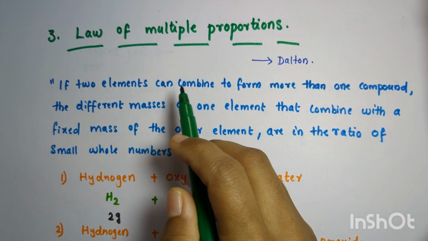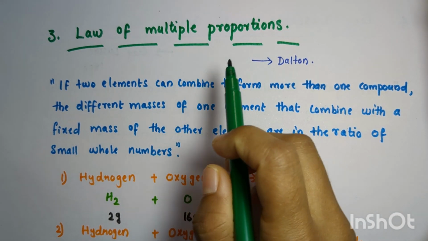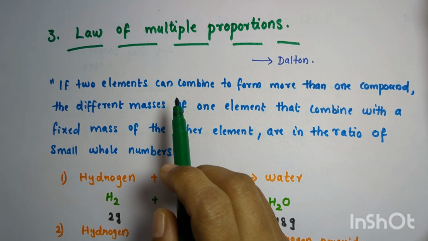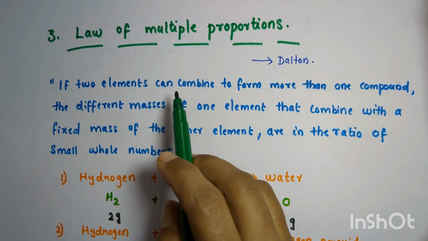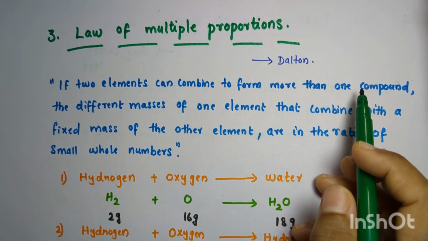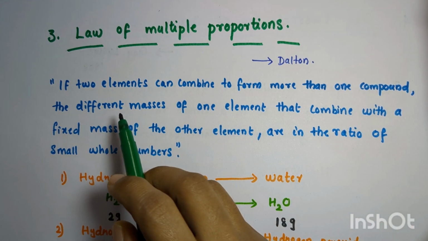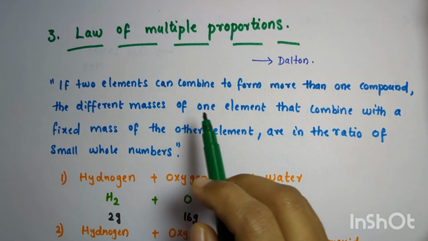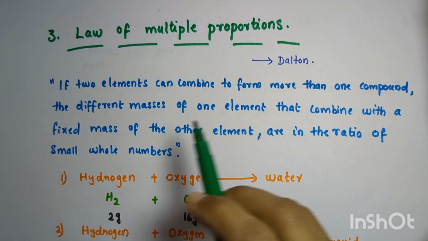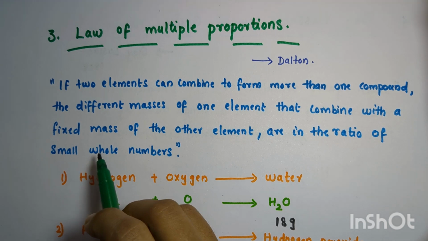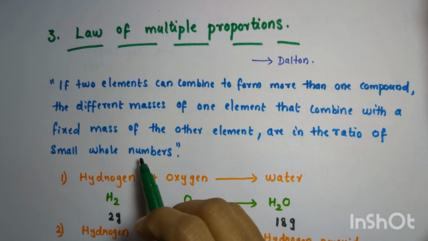The law of multiple proportions was actually proposed by Dalton. According to this law, if two elements can combine to form more than one compound, the different masses of one element that combine with a fixed mass of the other element are in the ratio of small whole numbers. What does it actually mean?